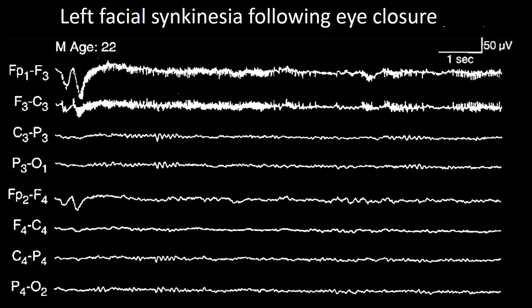This frame shows continuous muscle activity arising from the F3 electrode. It represents left facial synkinesia following eye closure. Facial synkinesia is usually due to aberrant muscle reinnervation following peripheral facial nerve lesion, but they can also occur with hyperexcitability of the facial nucleus.